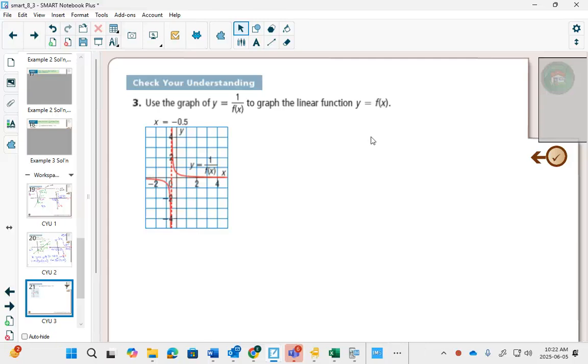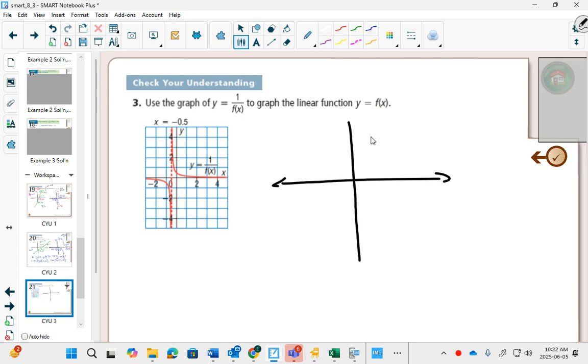In this question we're going to be working backwards. We're going to use the graph of the reciprocal to come up with the graph of the line that was the original graph. And also we're going to figure out its equation to the best of our abilities.